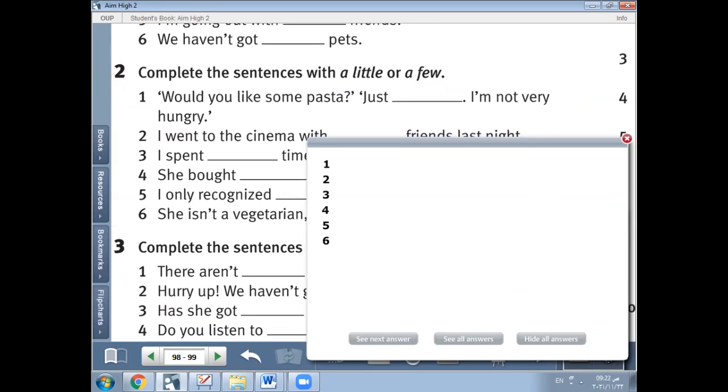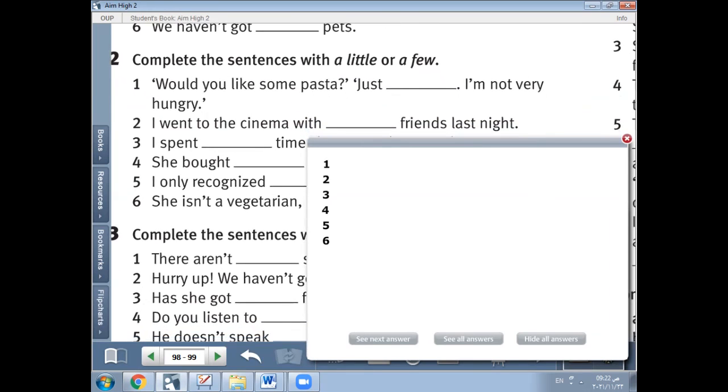The next exercise, by using a little or a few. Again, we use a few with countable nouns. We use a little with uncountable nouns. Let's read number 1, ya Omar. Would you like some pasta? Just a little if you are not very hungry. Pasta. We use a few or a little? A little. Good. Uncountable. The next.